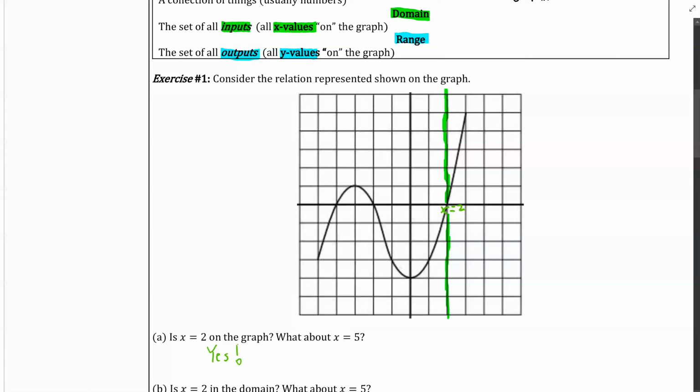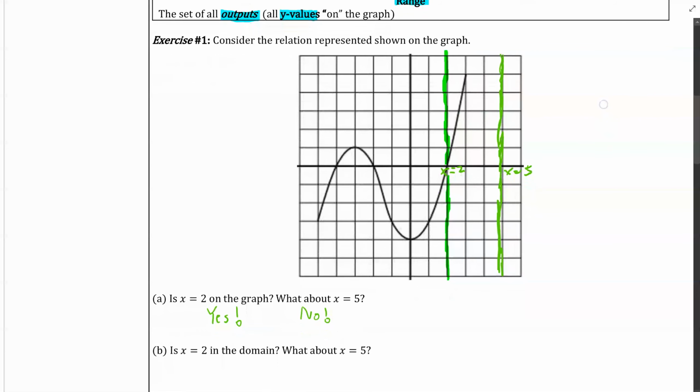What about x equals 5? Well, we have 1, 2, 3, 4, 5. Here's my value, x equals 5. Let me draw a line that goes up and down. And the reason why we're drawing this line is because this line represents every single point in the world with an x value of 5. Now, does this line touch the graph? Well, no. We can see that they do not intersect at all. So because of that, we say that x equals 2 is in the domain, but x equals 5 is not in the domain.